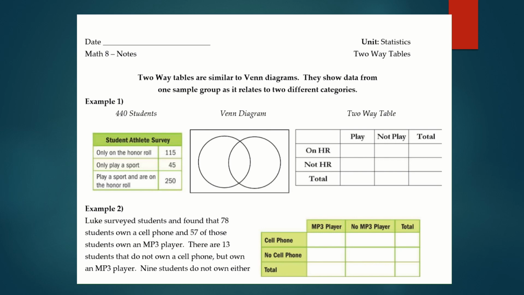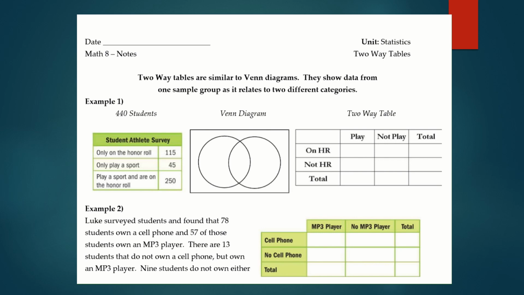So if we take a look at example number one, we're starting with a population or a sample group of 440 students. And we're going to be categorizing these students based on a survey that includes the categories of students that are on honor roll, as well as students that play a sport. Something very interesting with two-way tables is they're very similar to Venn diagrams, and we're going to see that in this first example.